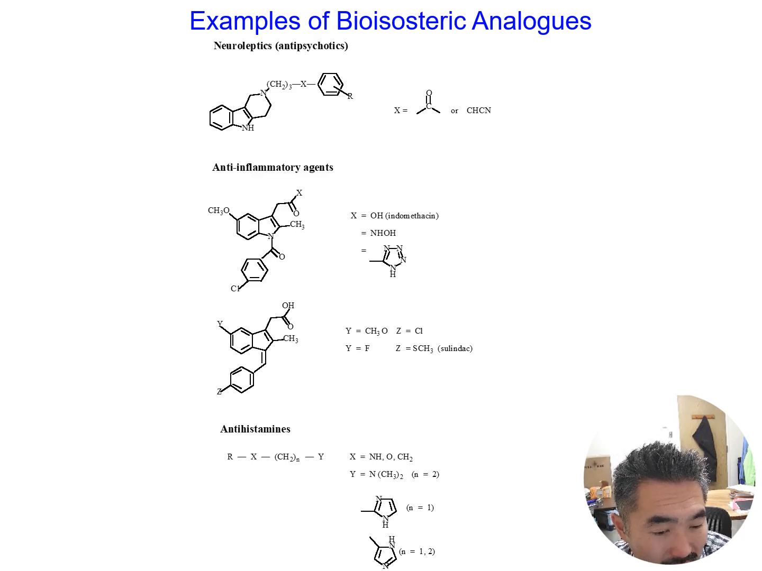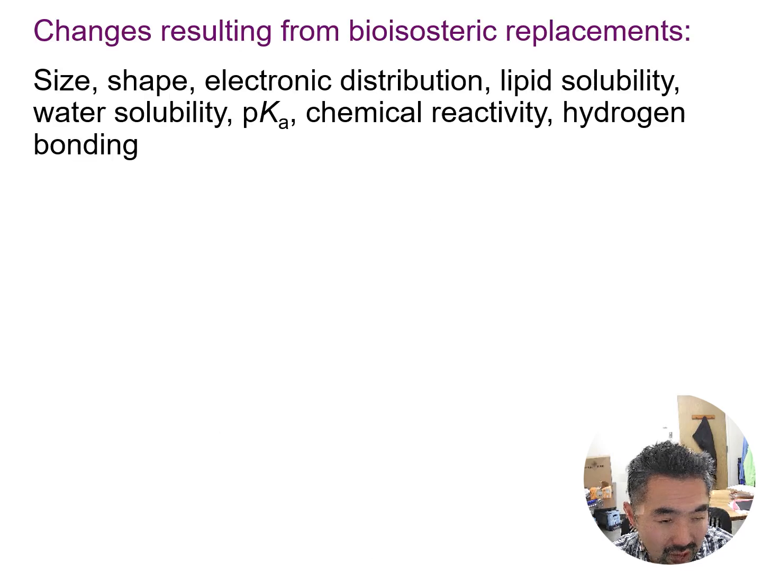And so here are actual real life examples of bioisosteres where they could have a ketone or this nitrile group and have similar pharmacodynamic activities, or this X group could be swapped among all these fairly different looking groups and have similar effects and so forth.